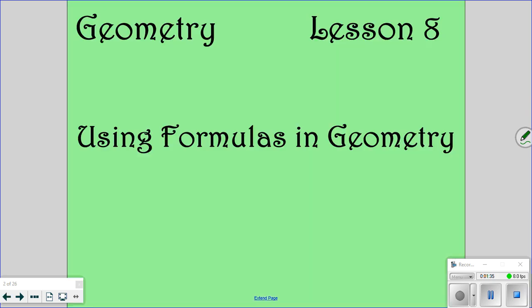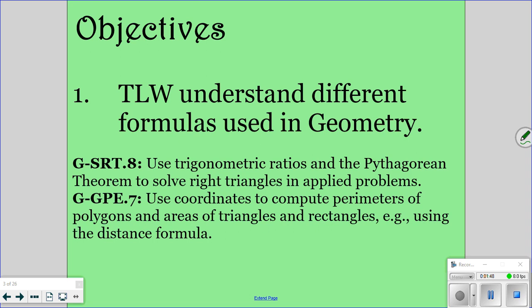Okay, so we are looking at lesson 8, using formulas in geometry. We are also going to look at lesson 9 today. You're going to do 2 lessons today, but for homework you only have to do lesson 9 homework. So we're going to start off with lesson 8. So hopefully you'll understand how to use these different formulas in geometry.